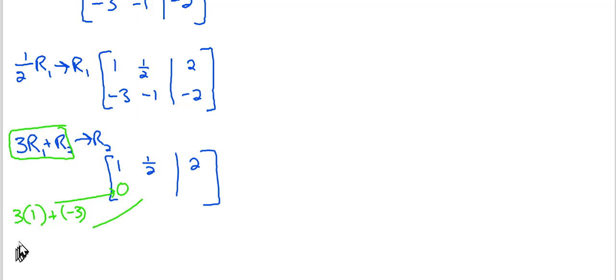This spot is going to have me do 3 times the row 1 entry, which is 1/2, plus the row 2 entry, which is -1. That's 3/2 minus 2/2, right? 1 is 2/2. That's going to give me 1/2.